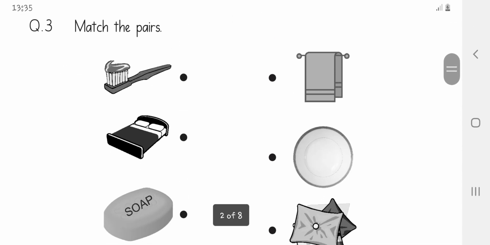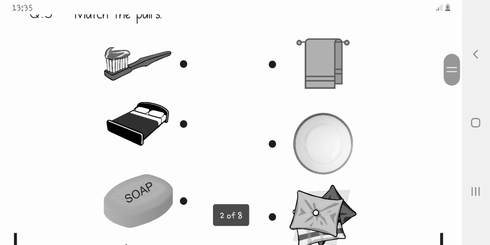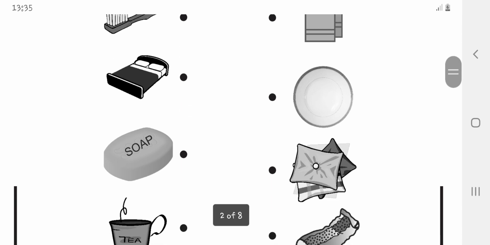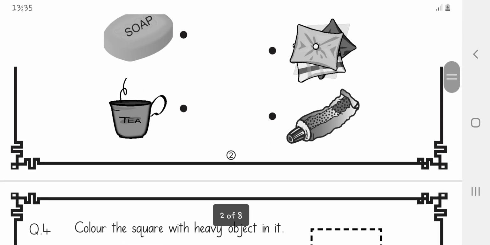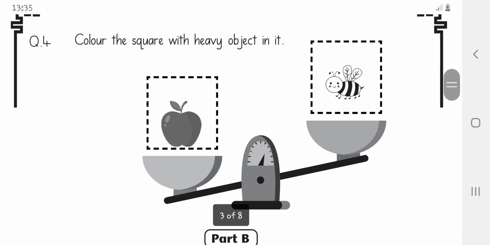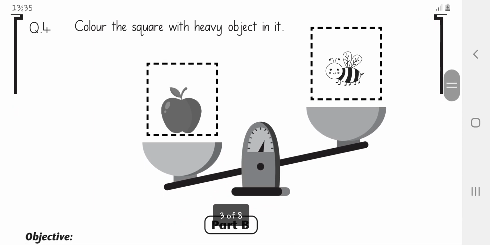Number 3 is match the pairs. Now there are some things that always go together. Like the toothbrush always goes with the toothpaste, the soap goes with the towel, the bed with the pillows, and the cup with the saucer. So they have to match these pairs. And question number 4 of this part is color the square with the heavy object in it. So they have to look at both of these objects, and as the weighing scales show them that the apple is heavier than the bee, they will color the square with the apple in it.